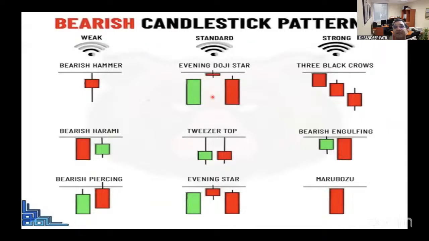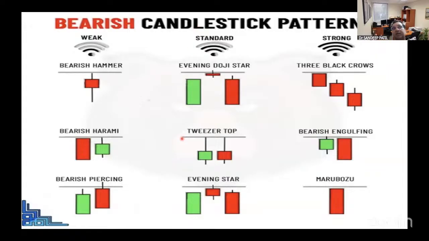Similarly, there are weak or strong bearish candlestick patterns, like three black crows. It means that there is only selling going on. Bearish engulfing means there is a possibility the downtrend is strengthened there. And the Marubozu candle, in which you have complete selling, no buying at all, is a very significant candle. And then others, like evening doji star and evening star, are bearish candlestick patterns.